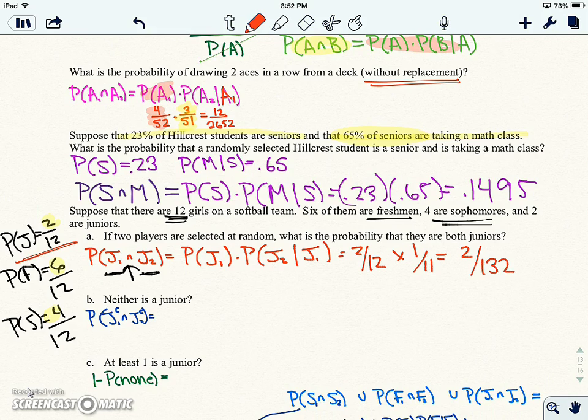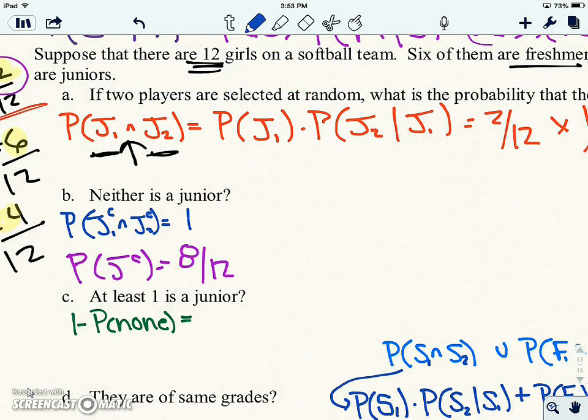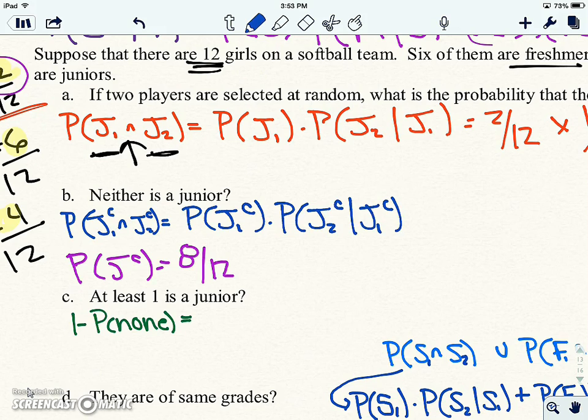We've been doing this for 1.5 units or 2 units, but now we're putting a formula with it. That's the only difference. Question: that neither is a junior. Well, we need to figure out the new probability for that. Probability for junior complement. Well, if 2 out of 12 are juniors, then junior complement is 8 out of 12. And we're going to use the formula. The formula says that that's the probability of the first one not being a junior times the probability of having the second one not be a junior, given that the first one was not a junior.